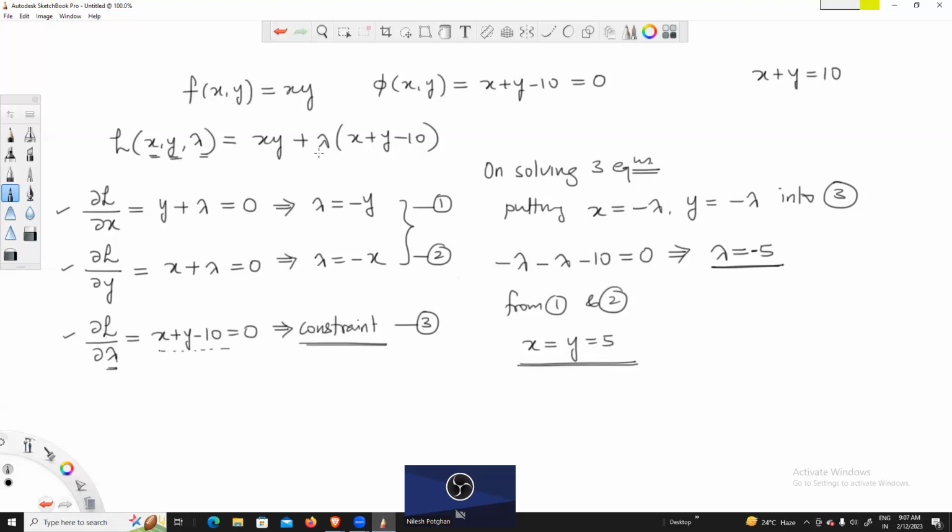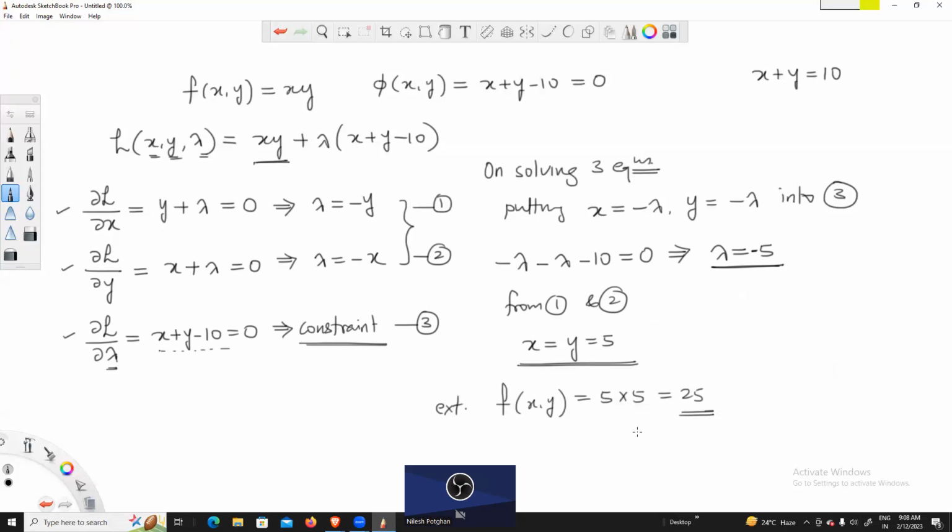And now you can find this extremum value. The extremum value of f of x comma y, which is your xy, is basically 5 into 5, that is equal to 25. So you are able to find the extremum value of f of x comma y. All right, so this is the way in which you solve using the Lagrange multiplier. You can find the extremum value of the function subject to a constraint through the Lagrange multiplier technique.